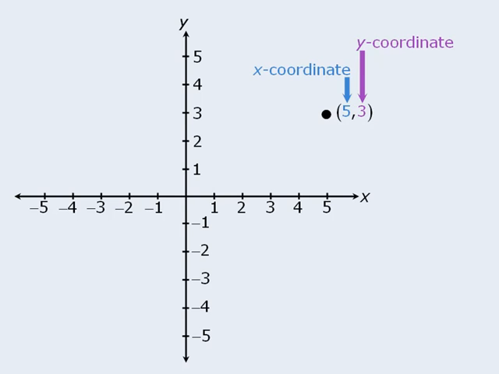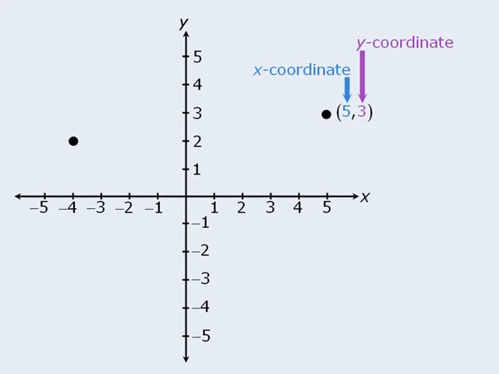The x-coordinate tells us the horizontal distance along the x-axis that we must travel from the origin in order to get to a given point. For this particular point, we must travel 5 units in the positive direction. Now the y-coordinate tells us the vertical distance we must travel. For this point, we must travel 3 units in the positive direction.